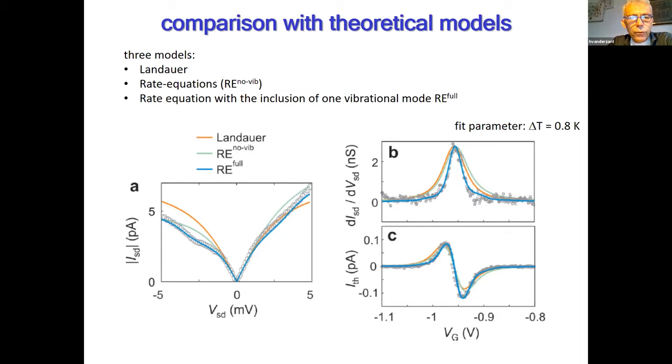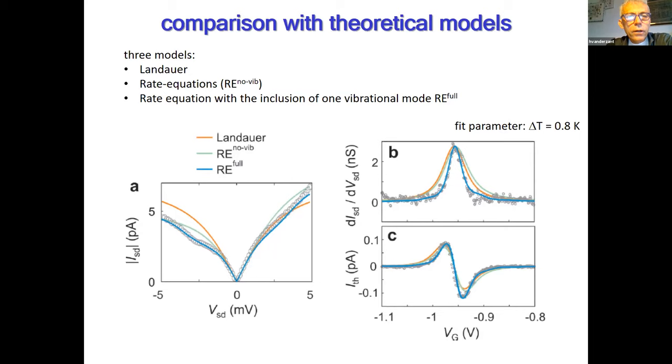I will give you the reference to the paper where you can find the details of that calculation. But for now, I want to emphasize that if you just take Landauer, which is the orange curve, you see very well that you cannot reproduce the IV, which is plot A on the left-hand side. If you take the best fit, which will be the low bias behavior, and take these numbers, you cannot at all fit the conductance peak in B, and also the thermal current. Although you may say it qualitatively captures the right behavior, if you look into the details, you see that it cannot capture all the features of the measurement.